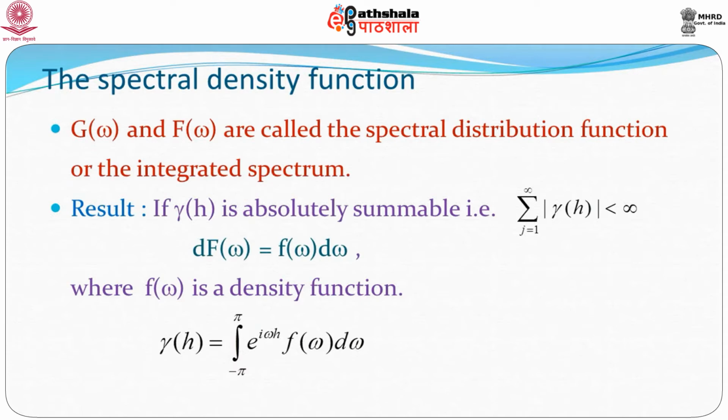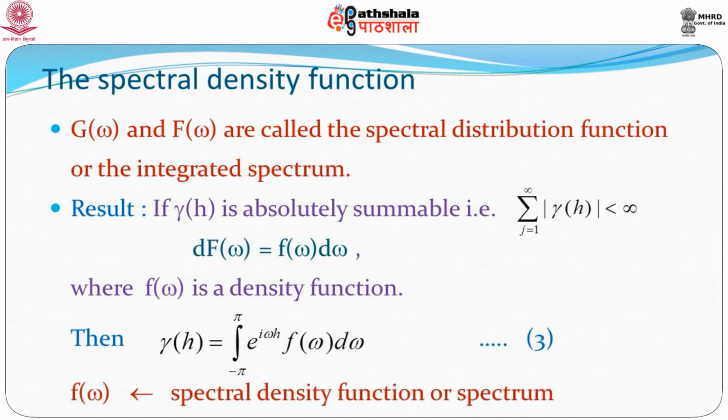So, this is the usual thing that we always do in statistics. Instead of the distribution function, we can use the density function if we have an absolutely continuous distribution. We will call this equation 3, and f(omega) as defined in equation 3 is referred to as the spectral density function, or very often it is also called the spectrum.